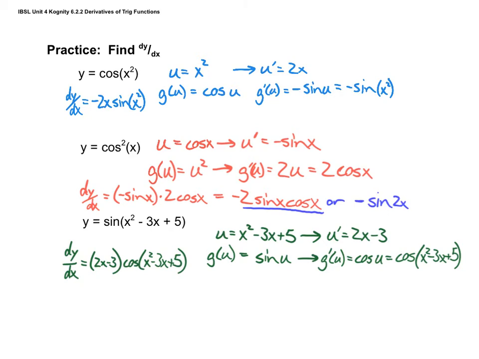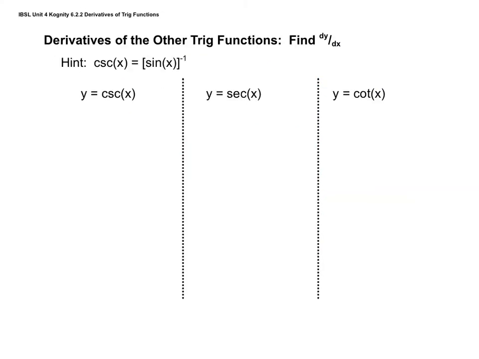Also, just out of habit, I would put anything you're multiplying by the trig function in front of it, rather than make it cosine of x squared minus 3x plus 5 times 2x minus 3, just to avoid any kind of confusion as to what's inside the cosine and what's outside. Okay? And that's it.